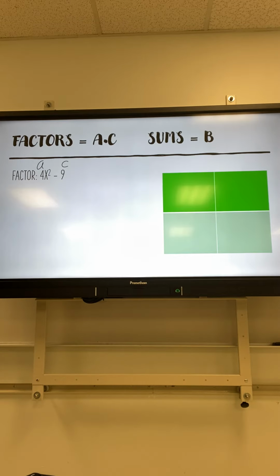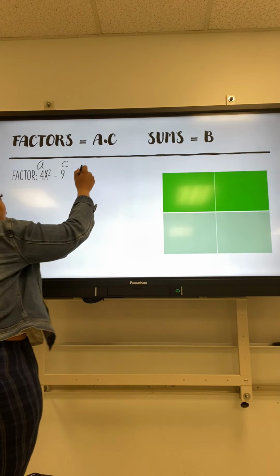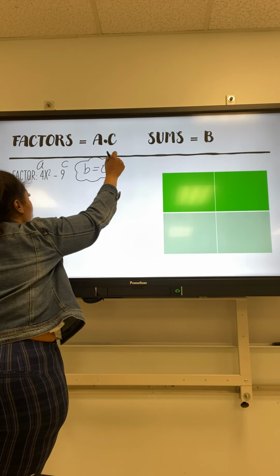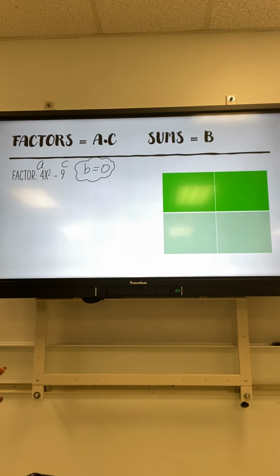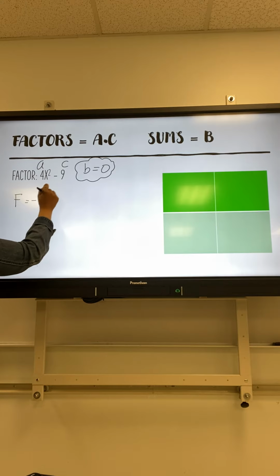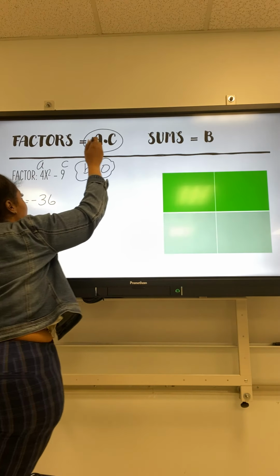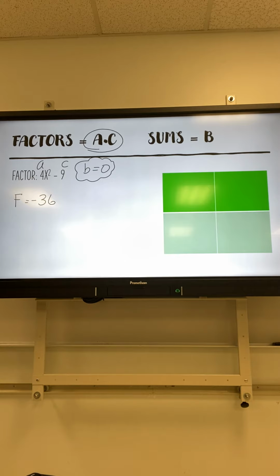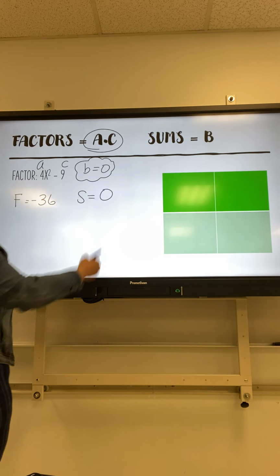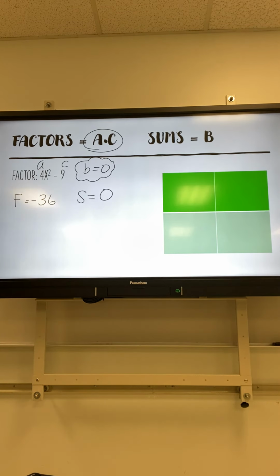What you'll notice here is that your B is missing. And so what this tells us is that our B is going to be 0 because there is no middle term. So we're going to have to use 0 for B because we still need that when we're trying to figure out our factors and sums. So we are looking for factors of negative 36, because remember, it is A times C, so 4 times negative 9 is negative 36. And then the sum is going to be 0, because our B value is 0. So I'm looking for ways that I can multiply to get negative 36, but add to get 0.